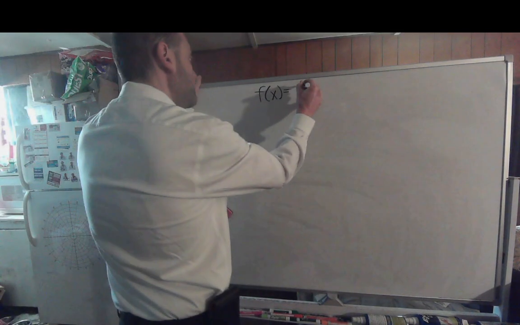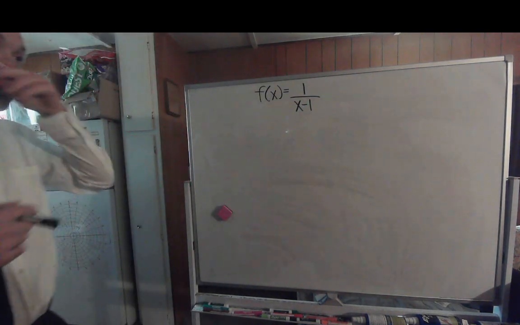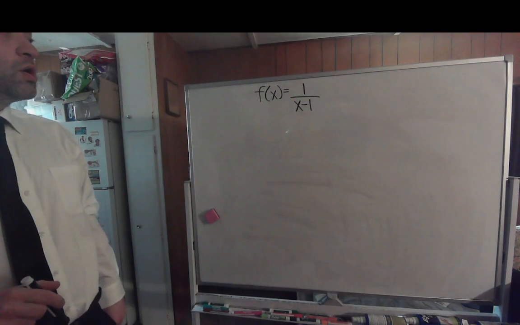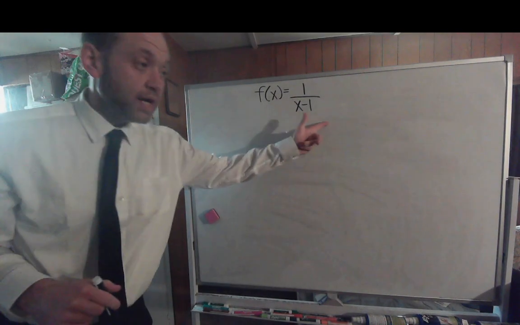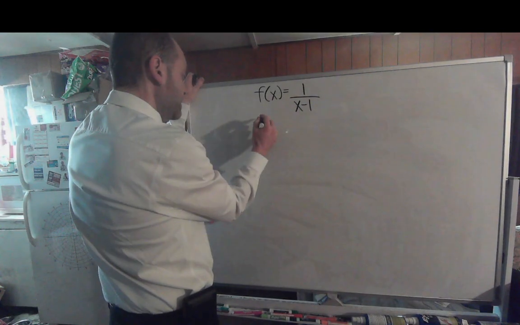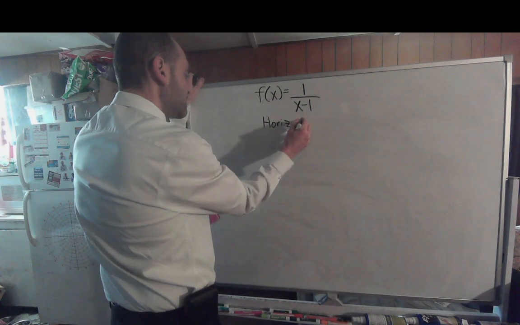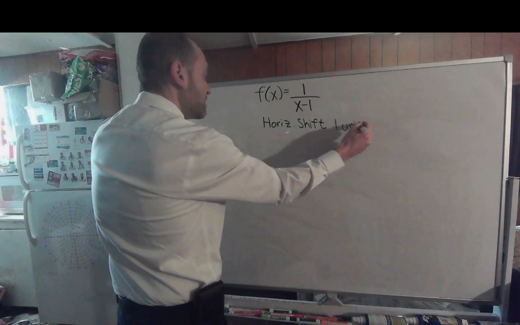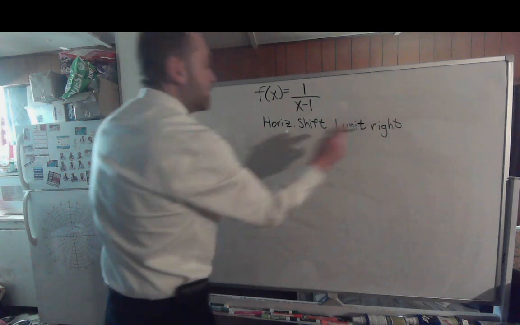We have f of x equals 1 over x minus 1. Well, we can for sure say that this is a shift 1 unit right for f of x equals 1 over x, so that's a horizontal shift 1 unit right from the normal f of x equals 1 over x.